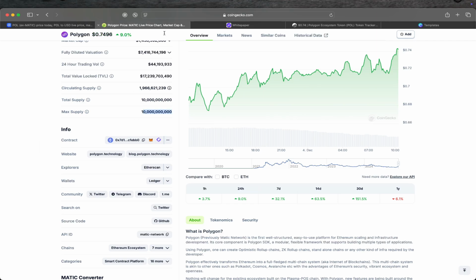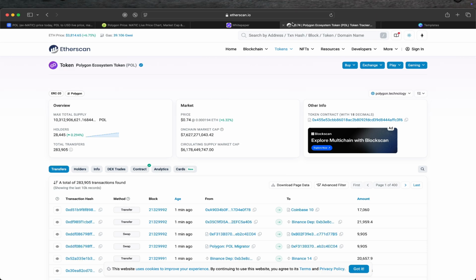Okay, so I had to go a little further and check the actual contract address, and this is for POL, right? So we're not looking at the Matic token. This is post migration. Max supply is 10.3 billion. So that to me lets me know that they don't really have a max. They don't really have a max supply. Okay.